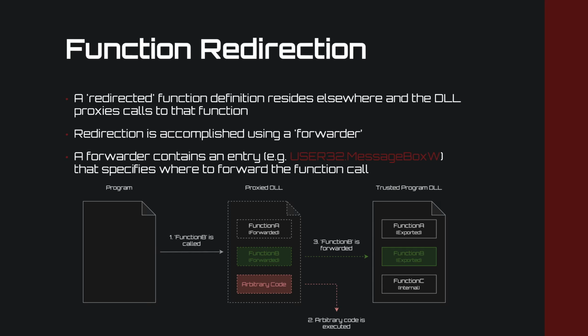So as you can see there in the image provided, when the program attempts to call function B, that call goes through our proxied module, which sits in place of the original. This module then takes the call and forwards it to the original module where its intended functionality resides. So the program still receives its desired functionality, however, we are acting as the intermediary in this process.